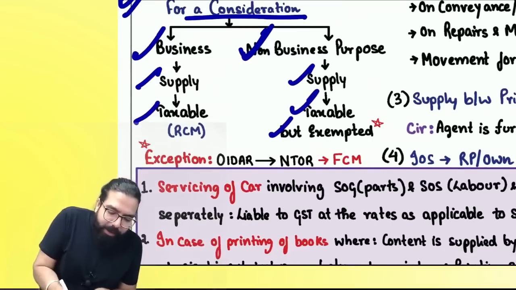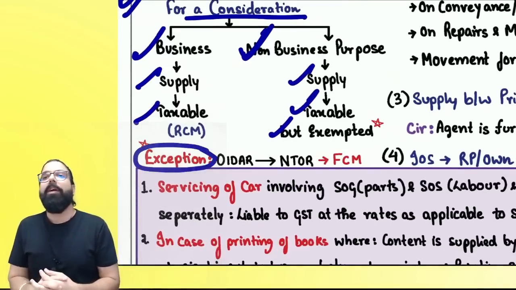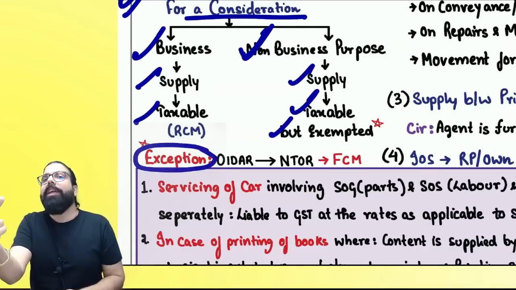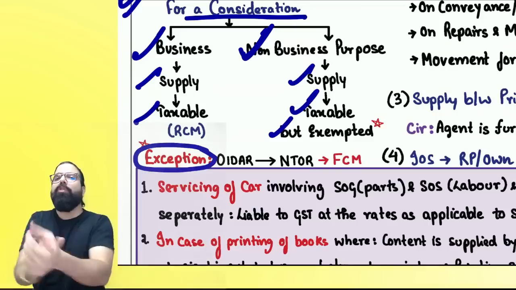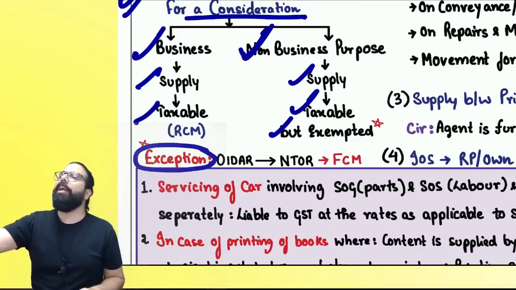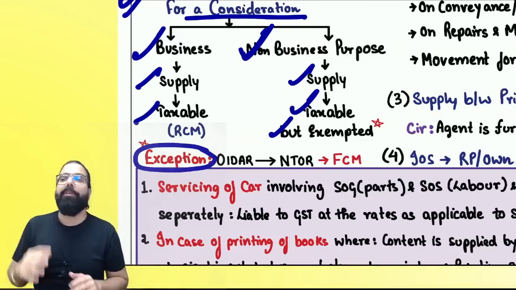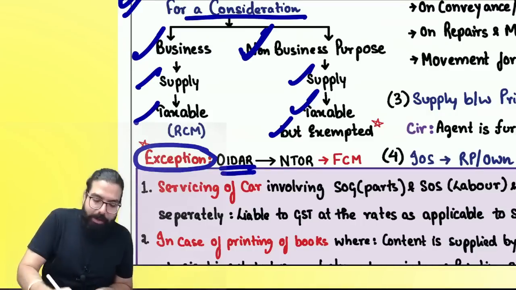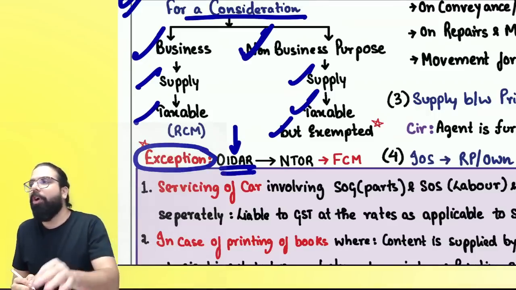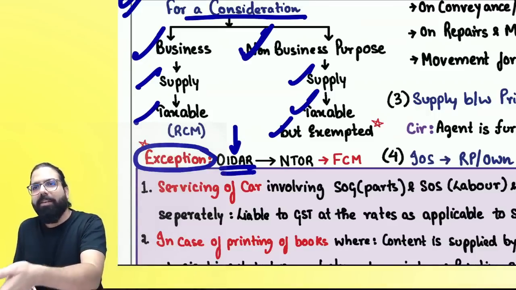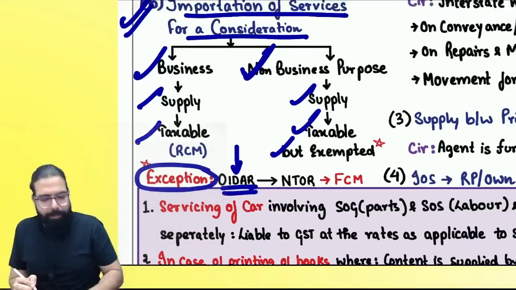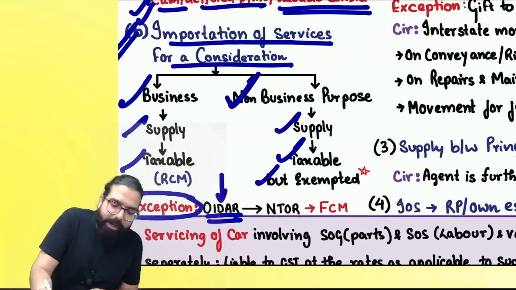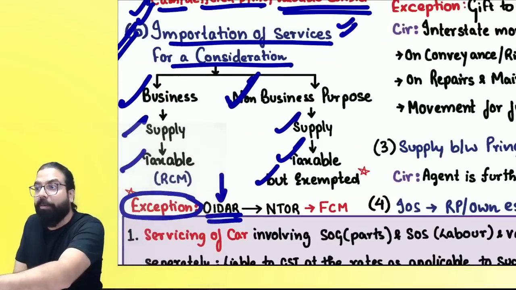But there can be an exception. What is the exception, everyone? The government told, see, online information database access and retrieval service. What is OIDR, everyone? Online information database access and retrieval service. Whenever OIDR service is supplied from outside India, remember, if it's a normal OIDR, Indian domestic, then it's a normal supply. No, it will come under this only. We are talking about an OIDR provider from outside India providing service. It should be an importation of service.